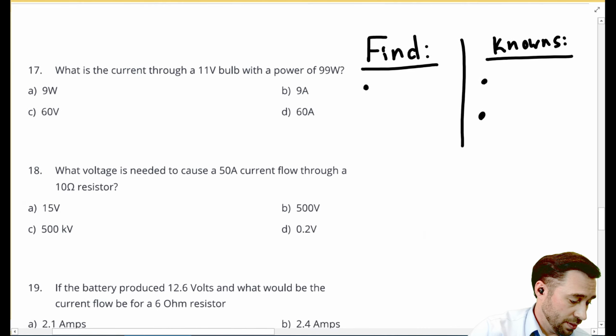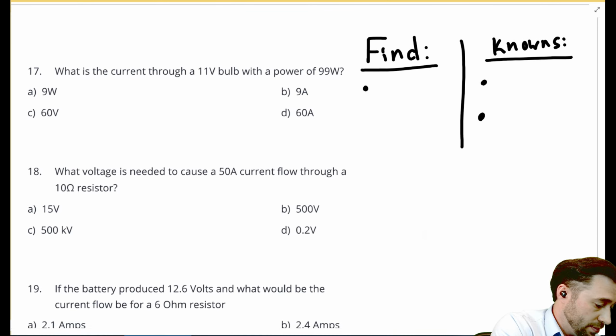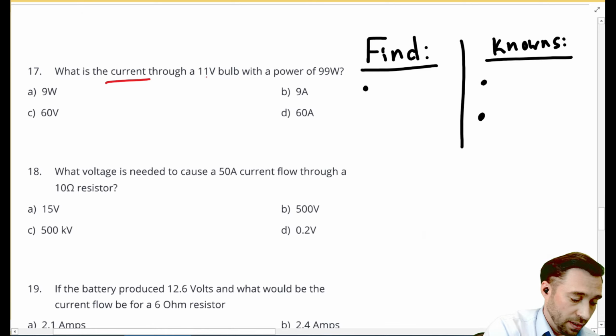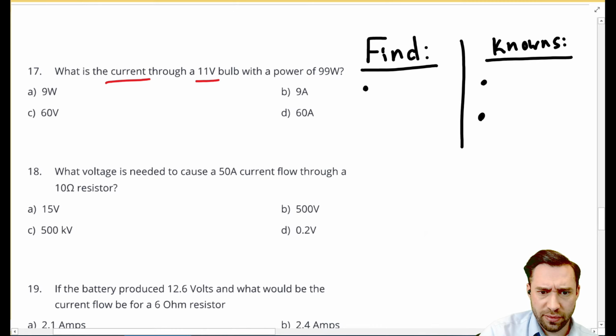Alrighty. So what is the current through an 11 volt, and 11, yeah.